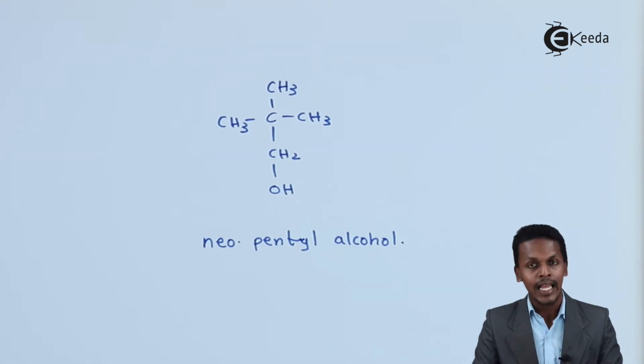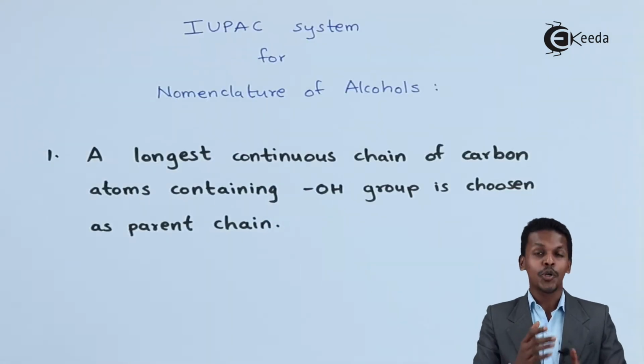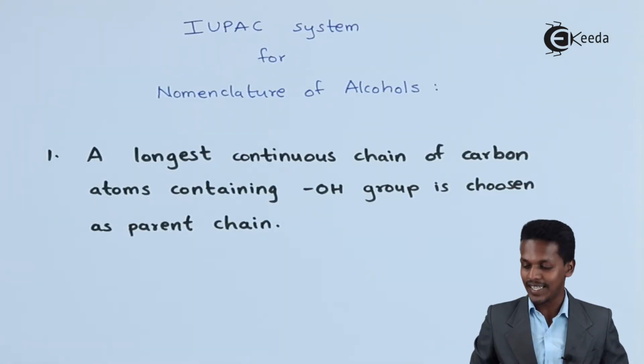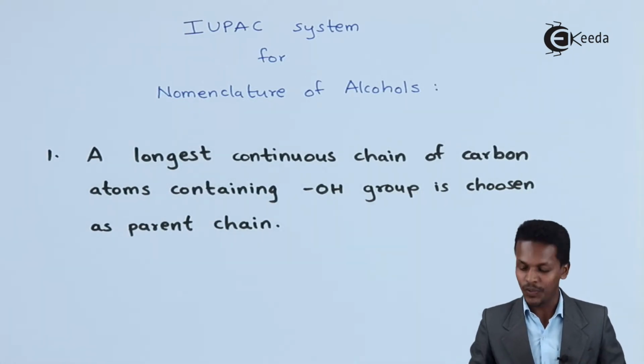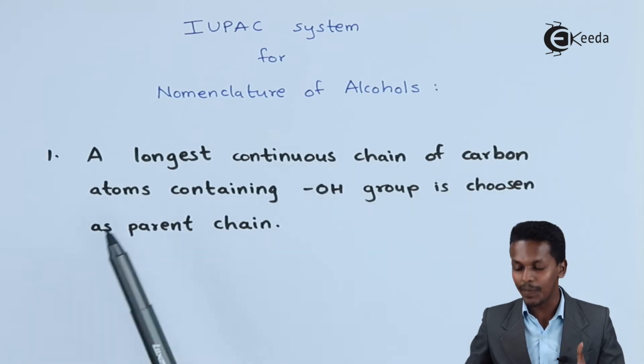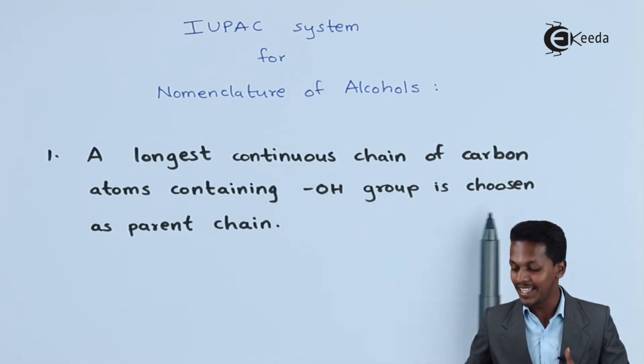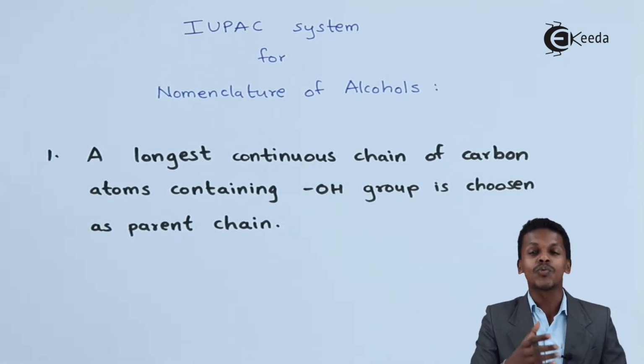And that's it. But talking about the next system, that is the IUPAC system, which is very important for us to understand. So what is the IUPAC system? What are the certain rules regarding that? This is what I'm going to talk about. So now let's get started with that. Talking about the IUPAC rules for the nomenclature of alcohol, starting with the first and main point: the longest continuous chain of carbon atoms containing the OH group is chosen as the parent chain.